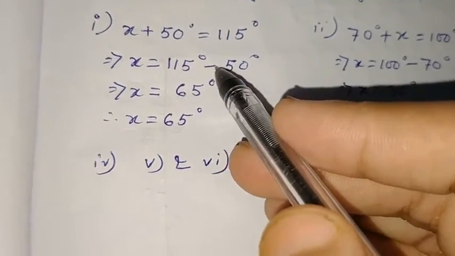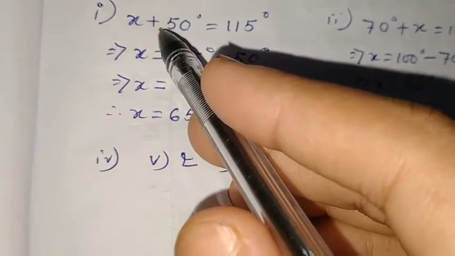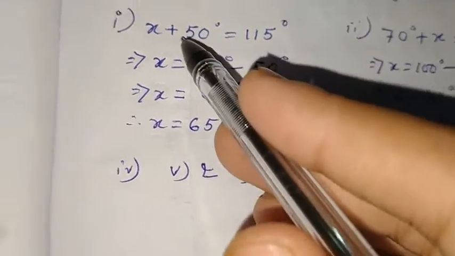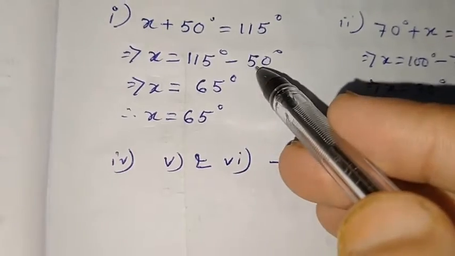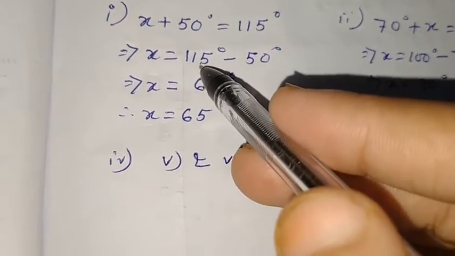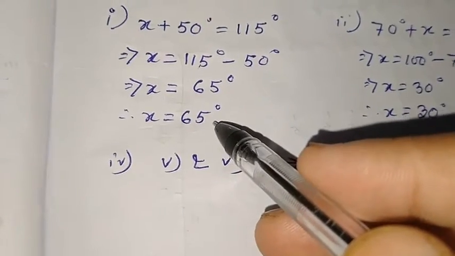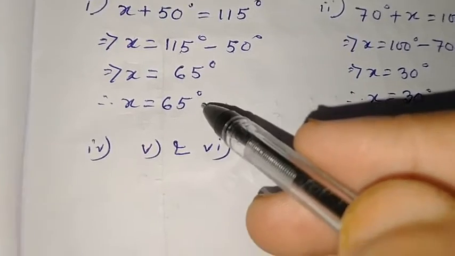x equals 115 degrees minus 50 degrees, because this 50 degrees has a plus sign on this side, and if it goes to the right side then the sign will be negative. So 115 minus 50 equals this. If we subtract 50 from 115 we will get 65 degrees. So the answer is x equals 65 degrees. The unknown angle is 65 degrees.